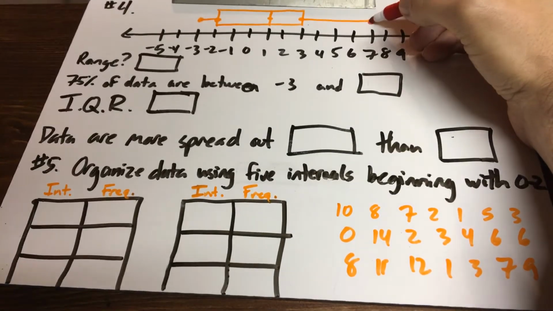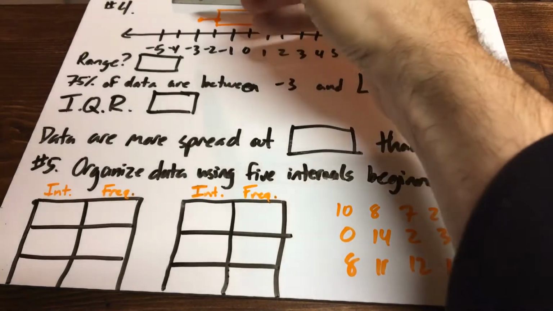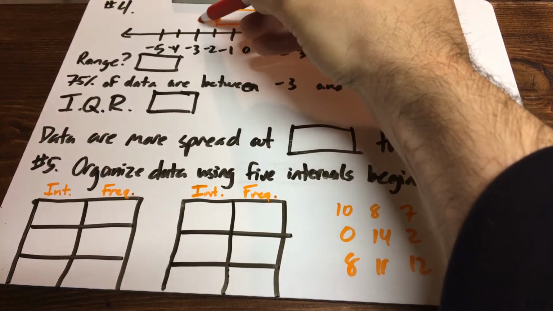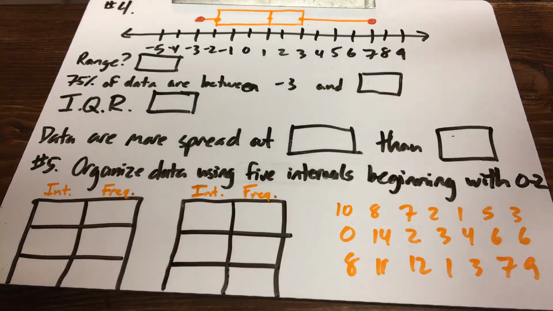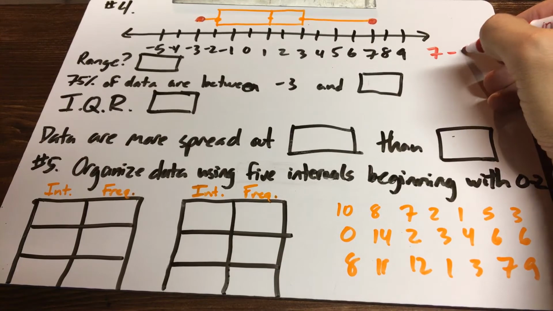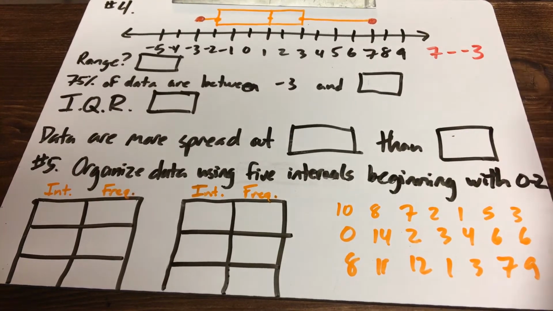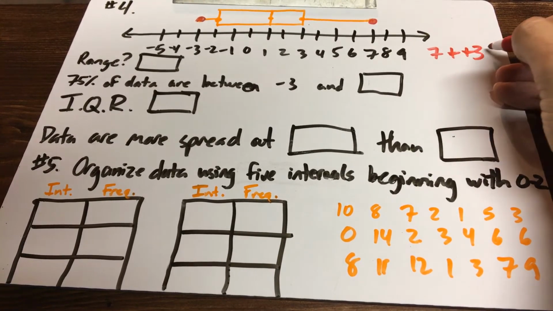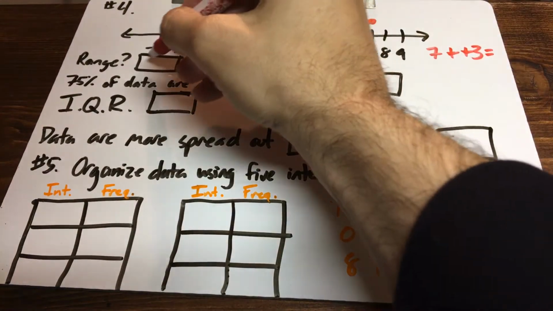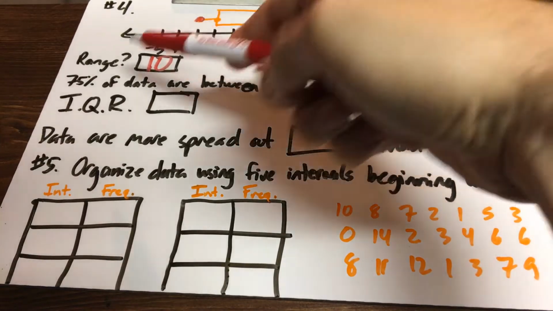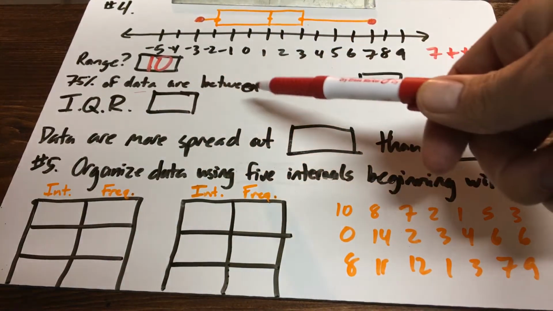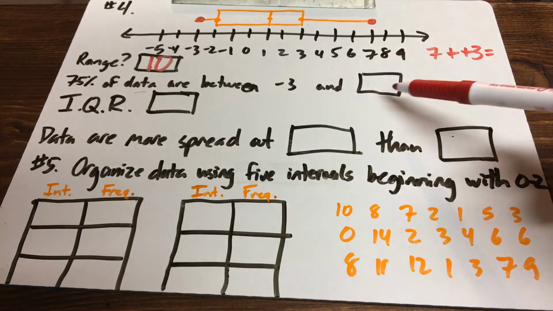You know the biggest number is over here, the upper extreme. You know the smallest number, way down here, is -3, and you just ask yourself, how far apart are those numbers? Or the biggest number minus the smallest number, 7 minus -3. Minus negative is the same thing as plus, so my range is really 7 plus 3, which is 10. The range is 10. That's going to be the first part of number 4. The second part is going to ask you to actually interpret the graph as well.